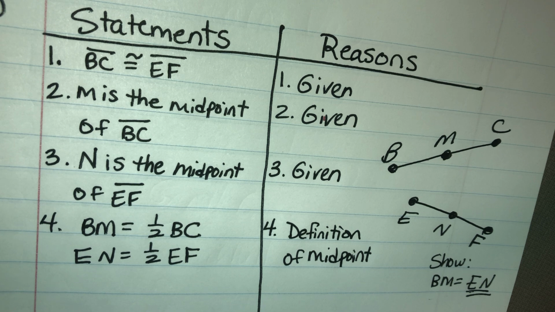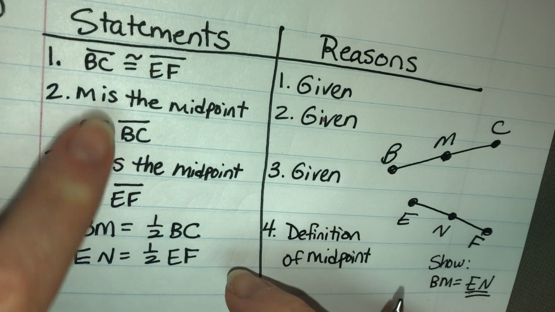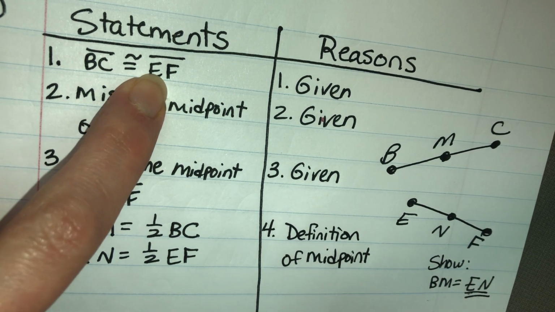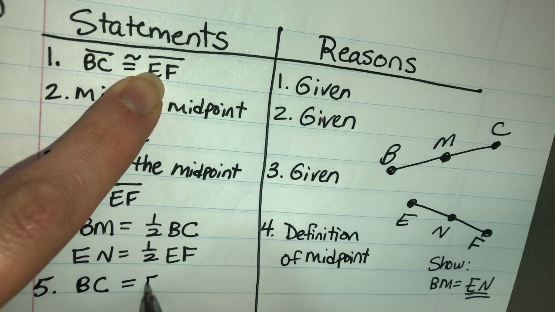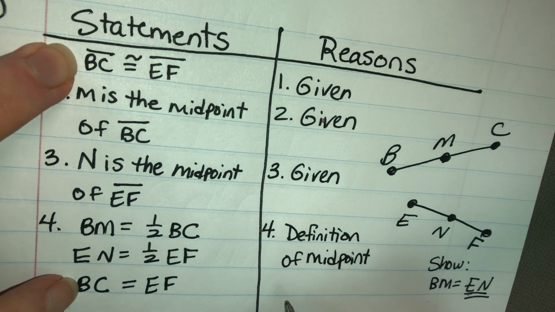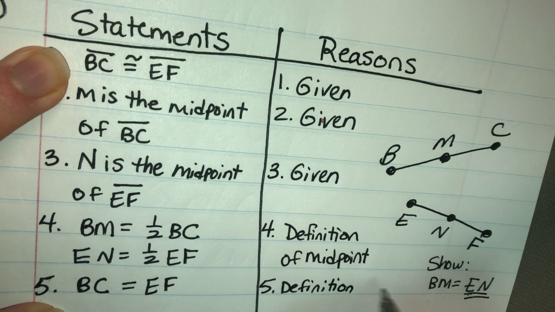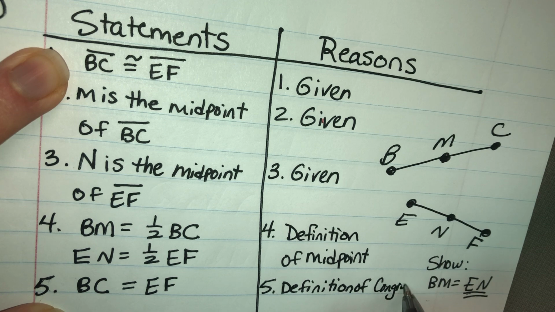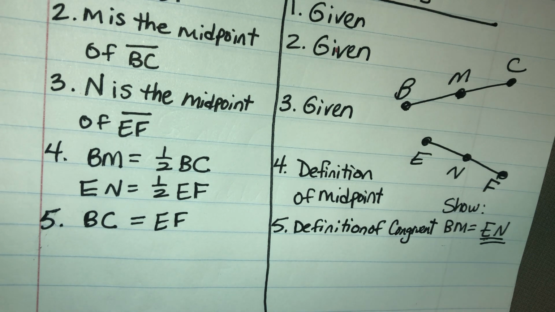So, how does that help me? Well, if we knew that segment BC was congruent to segment EF, then that means BC, the distance from point B to C, would have to equal the distance from E to F. So this statement 5 comes from this statement 1, and that is because of the definition of congruent. If 2 segments are congruent, then the distances from their endpoints are equal to one another.